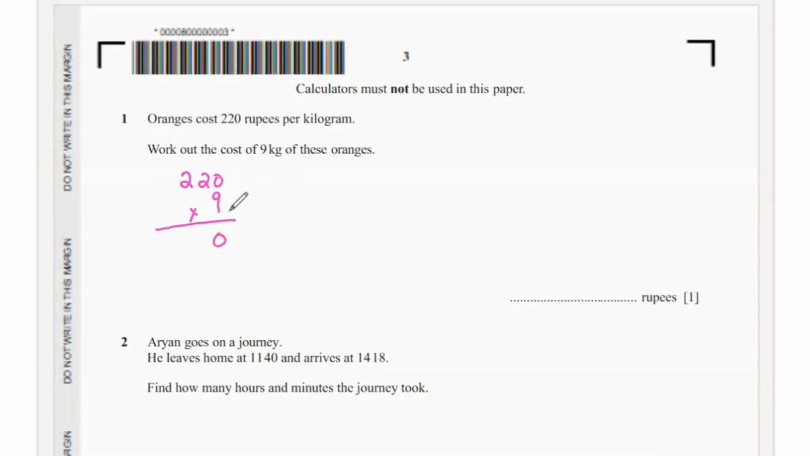0 times 9 is 0. 9 times 2 is 18. Carry the 1. 9 times 2 is again 18, plus 1, 19. So 1980 rupees.